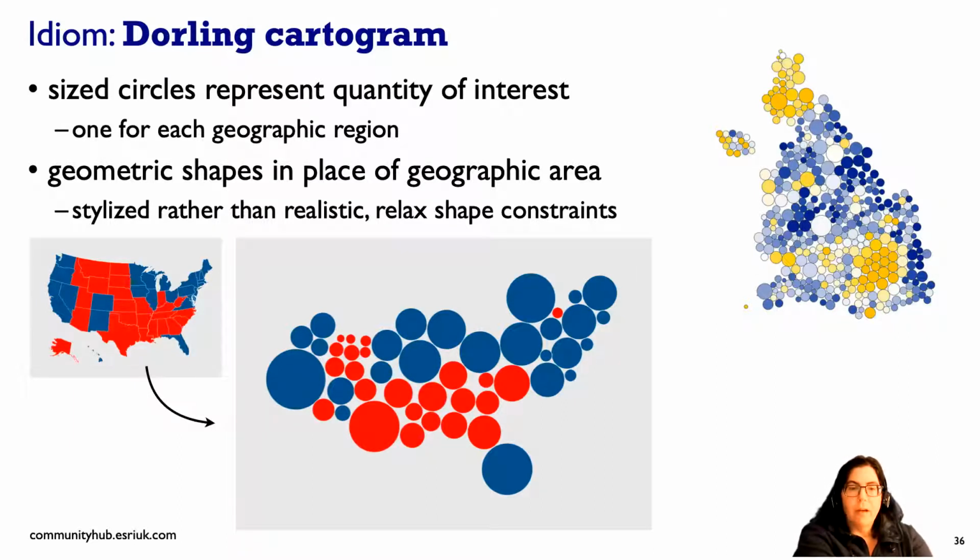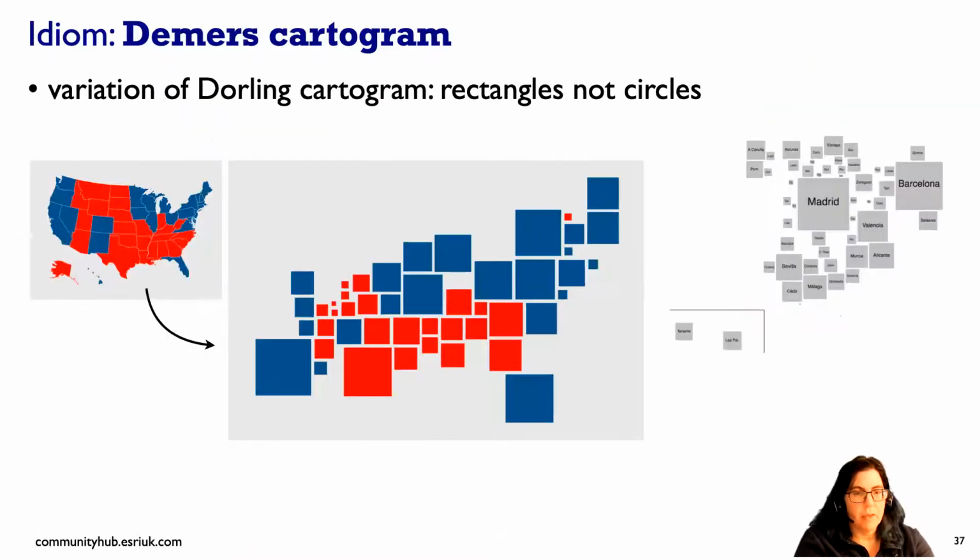But we can see, because we're trying to keep the constraints about relative spatial position, that you can often read off quite a bit about that. So, here's one of the US, here's one of England, and these are actually pretty recognizable. There's a variant, the Demers cartogram, where you use rectangles rather than circles. Same idea. Here we see the US. Here we actually see a map of Spain, Spanish regions on the right.